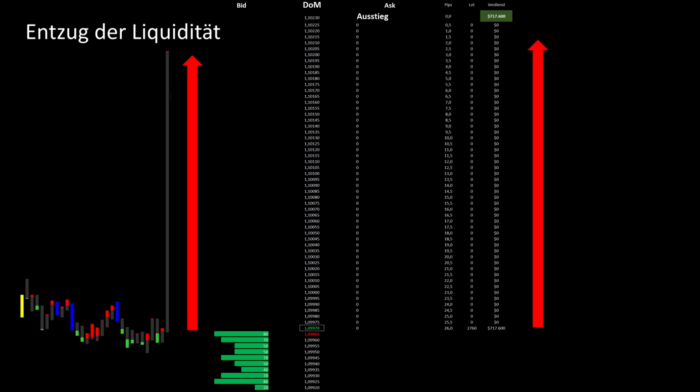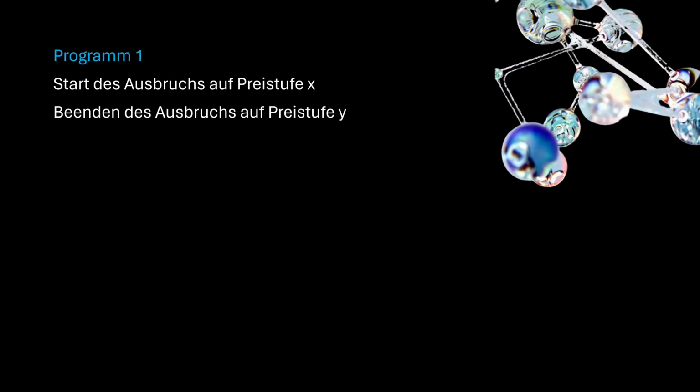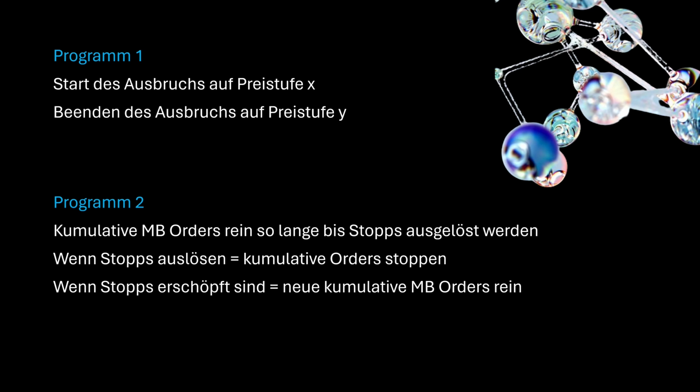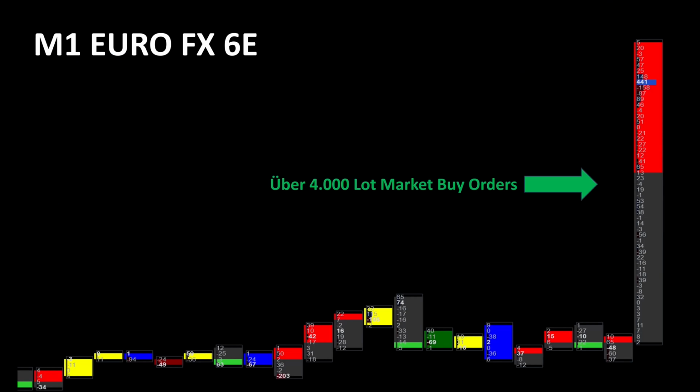The example is presented very simply. First, we define the start of the breakout at price level X and at which price level Y the main movement should end. When the breakout starts, cumulative market buy orders are fired into the market until the first stops are triggered. As soon as the first stops trigger, the big players' cumulative market buy orders are stopped. And when the stops are exhausted, new cumulative market buy orders are fired. Here we see a small M1 breakout of 54 ticks with a stronger pullback to get the long traders out again.